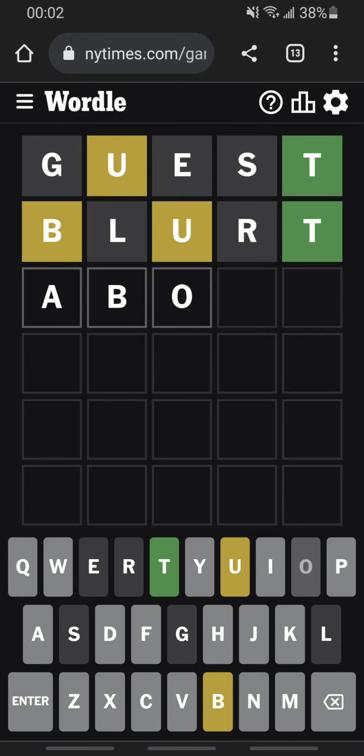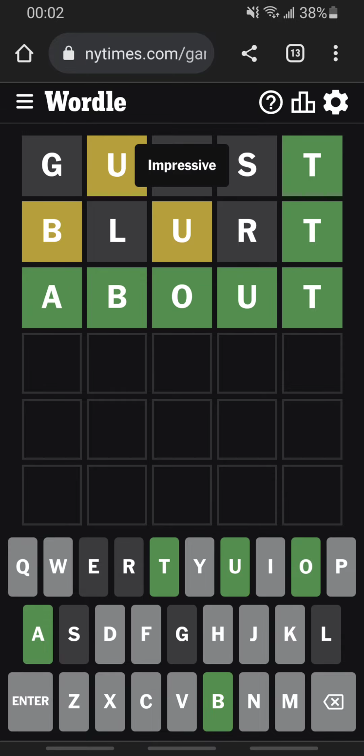is it the word about? That's a solid 3 solve, ladies and gentlemen.